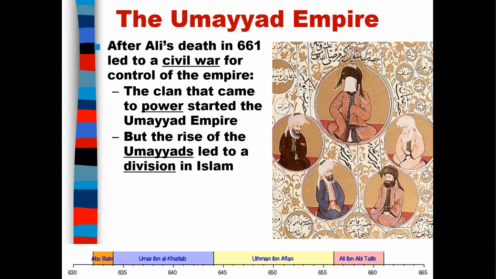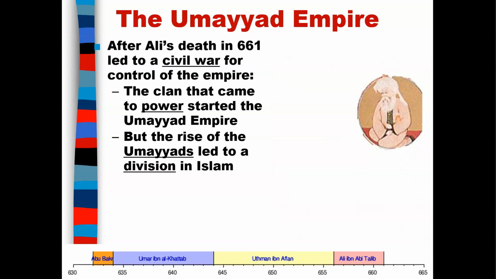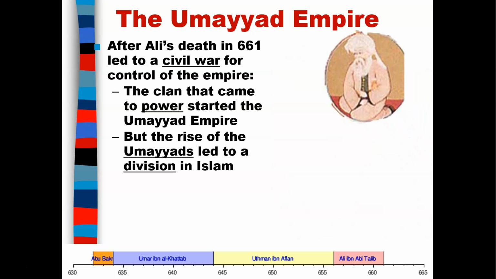Now let's move on to the Umayyad Empire. After Ali's death in 661, this led to a civil war for control of the empire. The clan that came to power started the Umayyad Empire, but the rise of the Umayyad led to divisions within Islam. Very important, because this empire started to develop some cracks as people did not agree with what was going on.